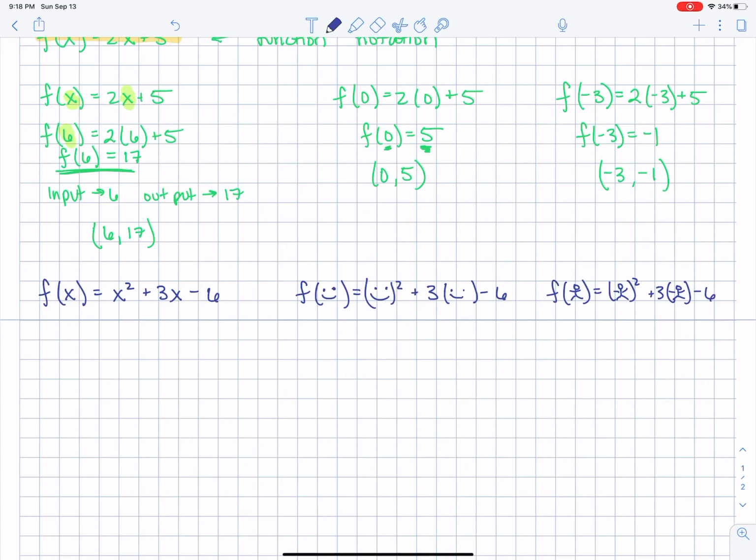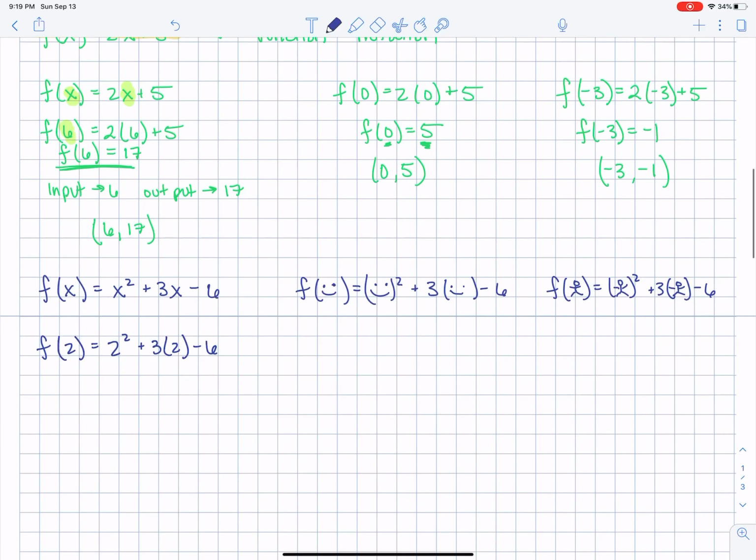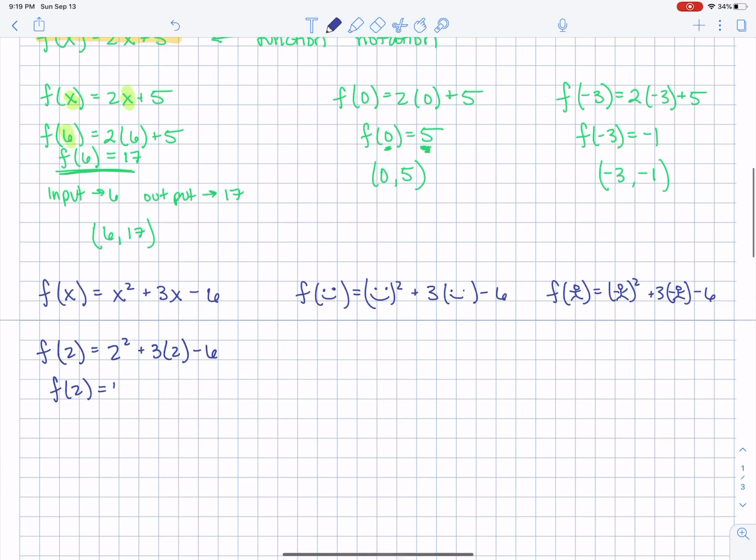Now in terms of numbers, let's do the math one. F of 2 is equal to 2 squared plus 3 times 2 minus 6. We can simplify this a little bit more: f of 2 is equal to 4, plus 6 minus 6. F of 2 is equal to 4, meaning I have the input of 2 and the output of 4.